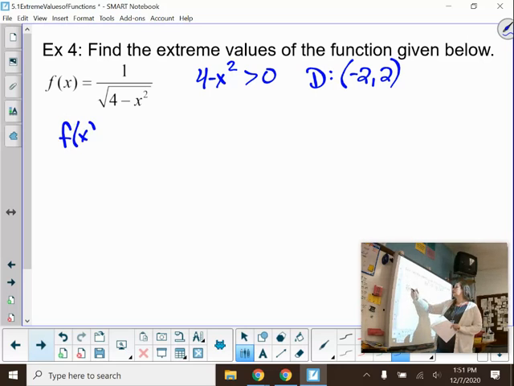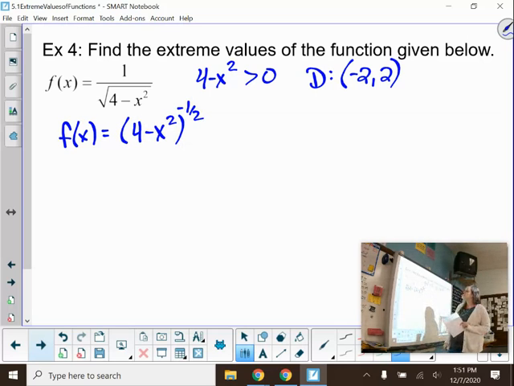I am going to rewrite this to make it a little bit easier to take the derivative. So this is 4 minus x squared to the negative 1/2 power. Because my endpoints are not included, I'm not going to be including those in my possible candidates for the absolute extreme values because I can't plug them in. If I plug them in, I get something that's undefined. So I'm only concerned with where my derivative doesn't exist. By the way, when you're looking where the derivative doesn't exist, you're only looking at places that are in the original domain that are then excluded when you take the derivative. And then we're also going to be looking at where the derivative is equal to 0.